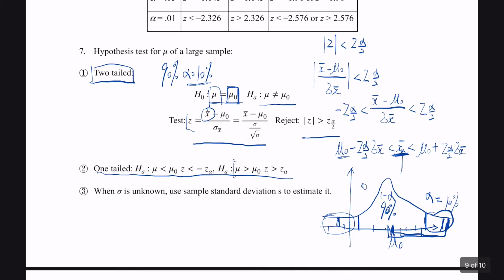And we can use a similar method to justify the one-tail test. If we take a look at this, the alternative hypothesis is that the population mean is bigger than a certain number. And we use the same method. Z is bigger than Z alpha, which means that X is bigger than mu plus Z alpha.